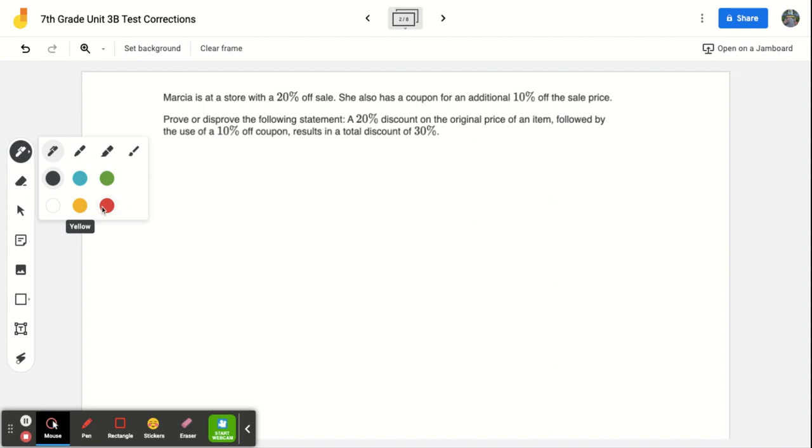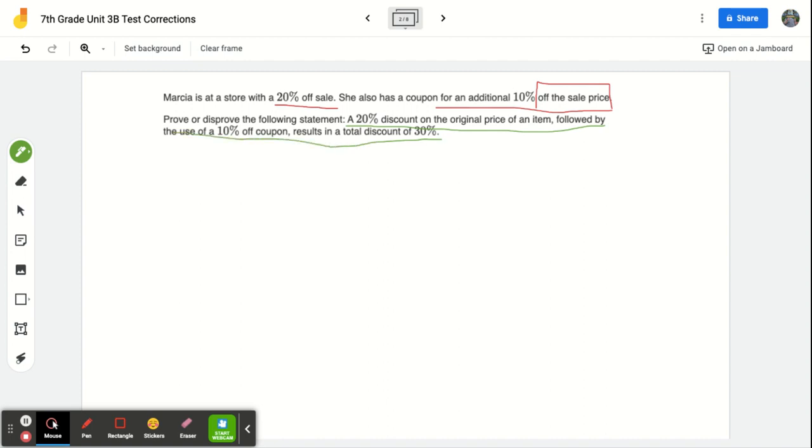Let's first look at what is important. So we have the 20% off on the sale, and then you're going to use an additional 10% off of the sale price. So I'm going to box that because that's important. It's off the sales price. And then the statement that we're trying to prove or disprove is that it's going to be a 30% off sale. Well, obviously, I think you figured out that it's adding 20 and 10.